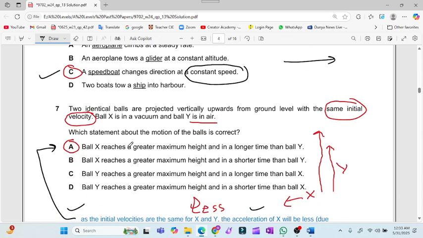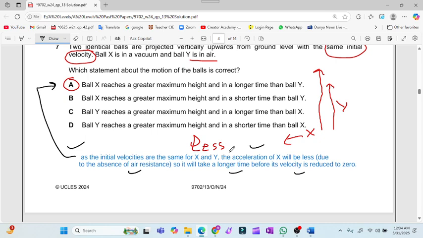Question number 7, two identical balls are projected vertically upward from the ground level with the same initial velocity. Their initial velocity is the same, so ball X is in the vacuum, which means it will travel more distance as compared to ball Y in air. So ball X reaches a greater maximum height in a longer time, because without air resistance it has less deceleration, so it will take more time. Initial velocities are the same for X and Y. The acceleration of X will be less due to the absence of the air resistance. This is the key point which you have to keep in your mind.